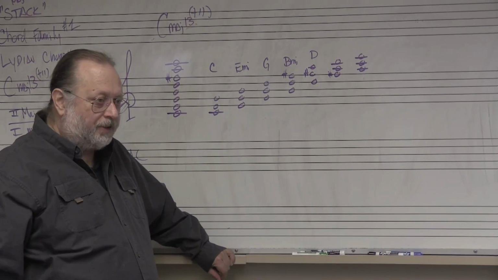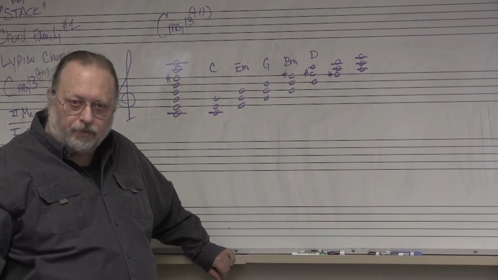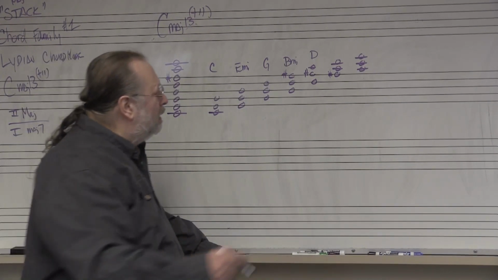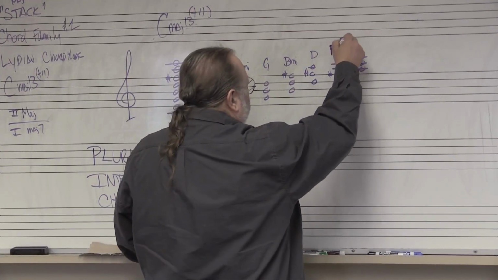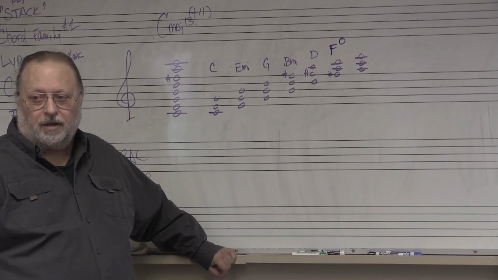And what's the symbol for diminished? A circle. F sharp sun, or F sharp moon, depends on whether you're a morning person or a night person. That's to be decided by the individual. You know that and I know that.